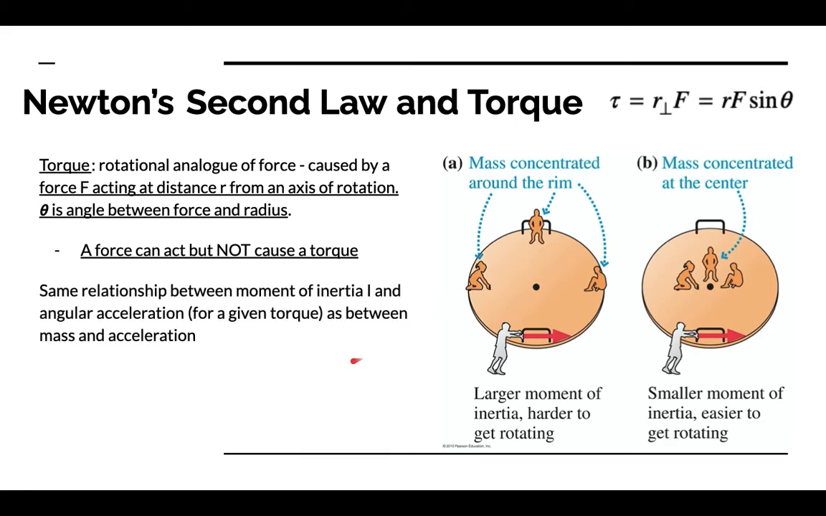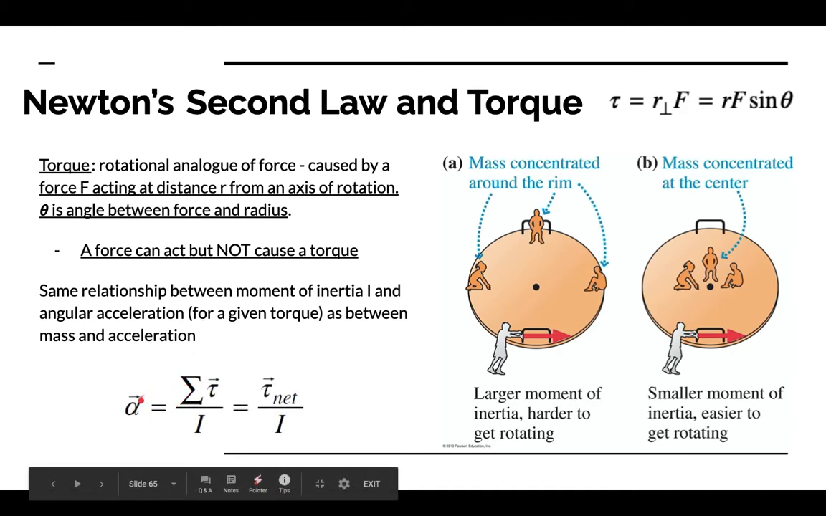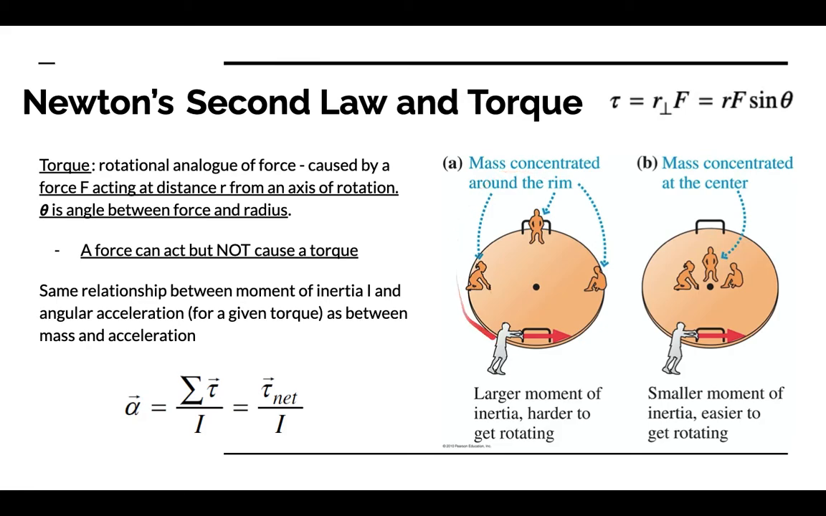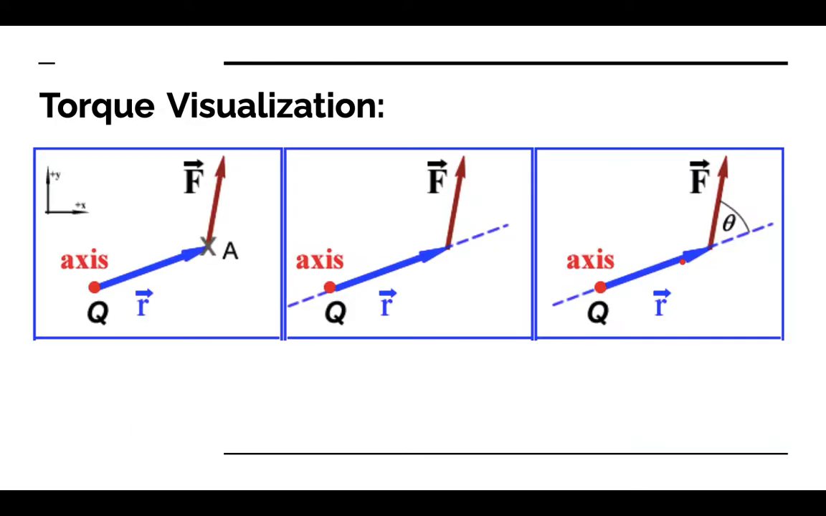The same relationship between moment of inertia and angular acceleration for a given torque occurs as between mass and acceleration. So, the same way that we have a equals net force divided by mass, we have angular acceleration equals net torque divided by moment of inertia. So if we have a larger moment of inertia, in this case A, where mass is concentrated around a rim, an applied force at the edge will cause the same amount of torque in both cases, but less angular acceleration in this case because the moment of inertia is higher. Whereas in this case, the angular acceleration will be higher for a given torque because the moment of inertia is lower, as the mass is concentrated at the center.